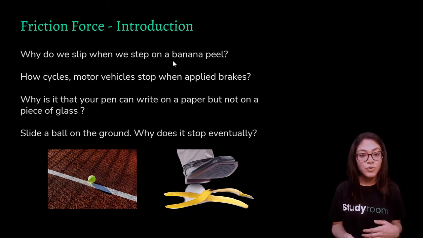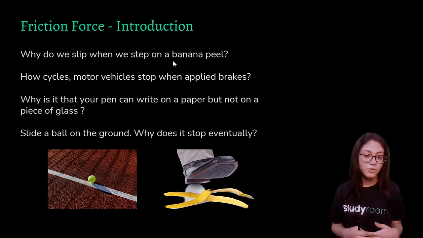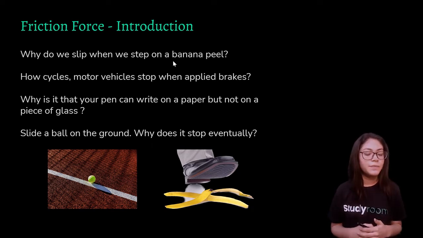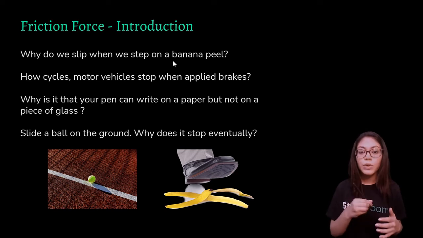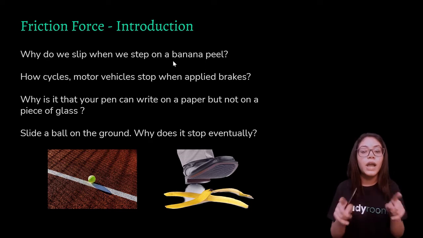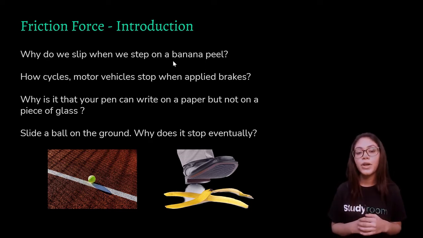What makes it stop? Why is it that your pen can write on a paper but not on a piece of glass? You take a pen and you try to write it on paper. You'll be able to write it easily, as you do always. But you take the same pen and you try to write it on a glass surface. Will you be able to write it? No, obviously no.